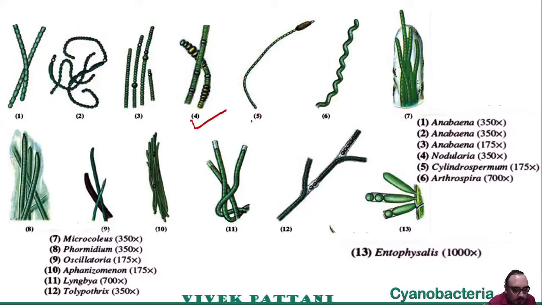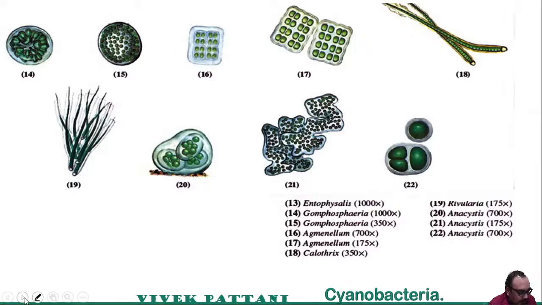The fifth one is Cylindrospermum. The sixth one is Arthrospira. Okay. The seventh one is Microcoleus. Eighth one is Phormidium. Ninth one is Oscillatoria. 10th one is Ephanusinum. 11th one is Lyngbya. 12th one is Tolypothrix, and the 13th one is the Aphanothece. Okay, now other examples of cyanobacteria.